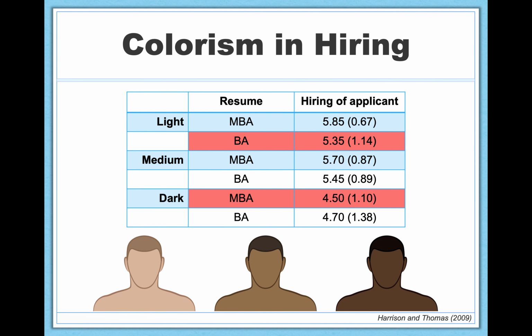I'll highlight one strong example here. In this case, a light-skinned applicant with a bachelor's degree was still rated significantly higher than a dark-skinned applicant with an MBA, with a master's level degree, 5.35 versus 4.5 respectively. So not only do people discriminate based on race, which is discrimination between groups, what we call racism, but people also discriminate based on skin color independent of race altogether. This is discrimination within groups, which we call colorism.